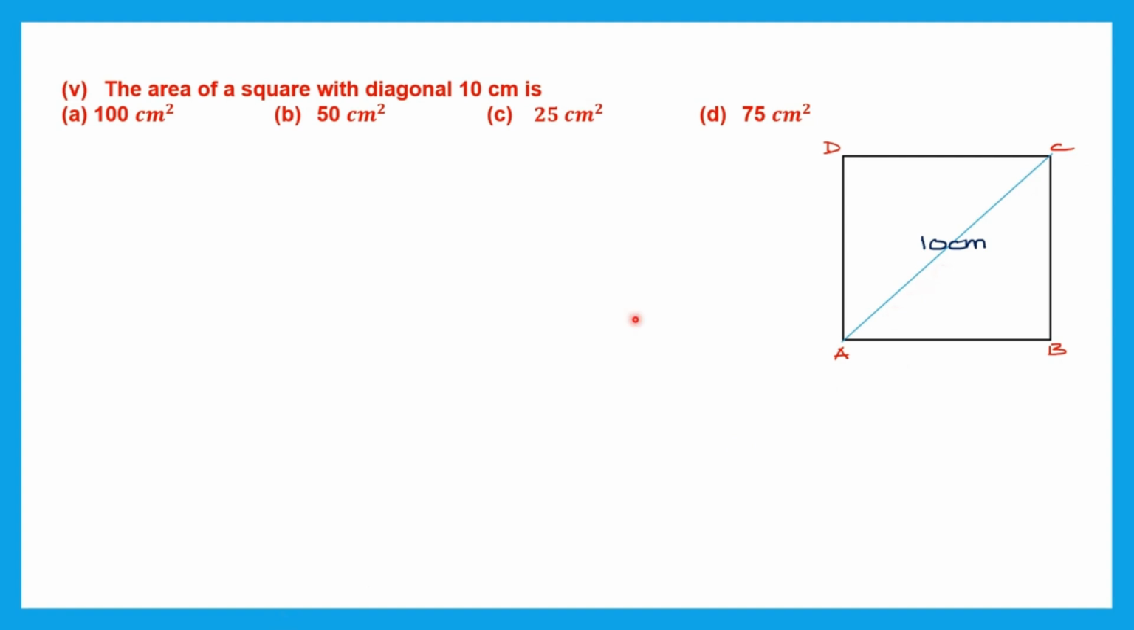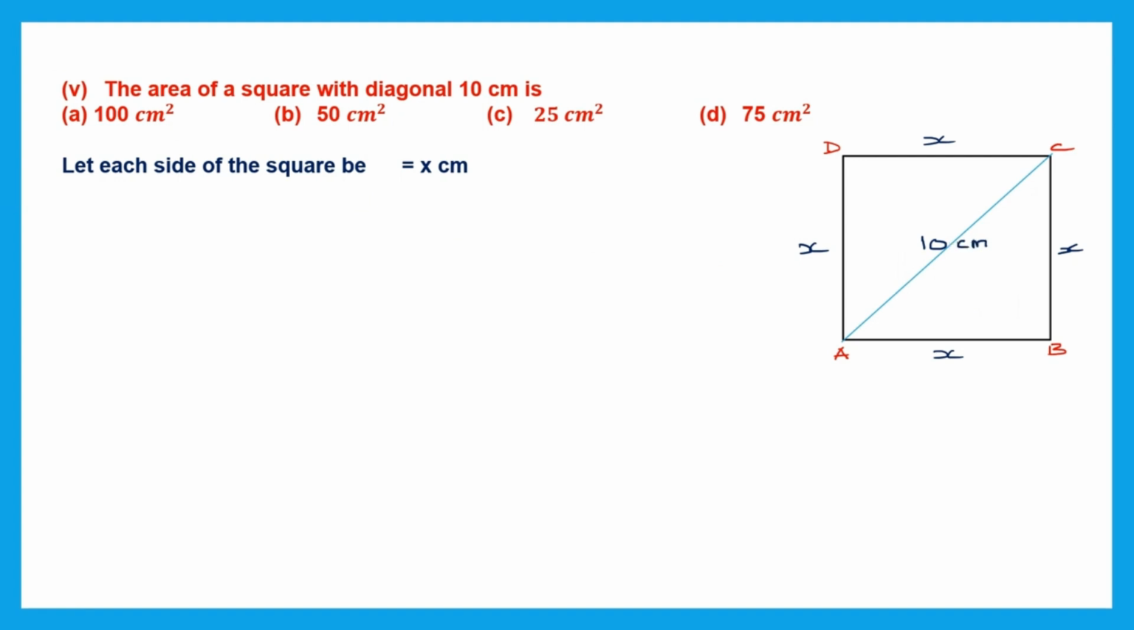So first, let's consider this. Let each side of the square be x centimeters. So let this be x centimeters. This is x. Remember, all sides of a square are equal. So they're all x centimeters. Now, how do we find this x centimeter? Let's consider only this triangle ABC. This triangle, the diagonal has cut the square into two triangles. We're looking at only this triangle.